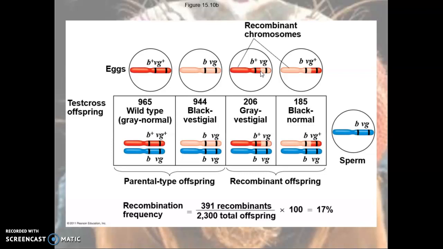You just take all the recombinants that you get, so not the parental types. You take all the recombinants, total of those, 391, add those together, out of the total offspring. So out of all of these, then, it's just a percentage, times 100 gives you 17%. So he said, okay, the recombination frequency is 17%.